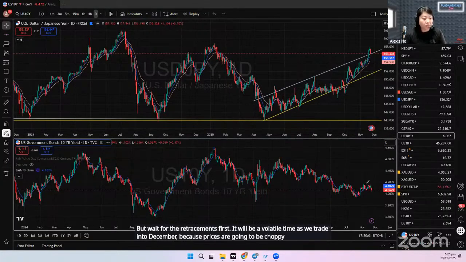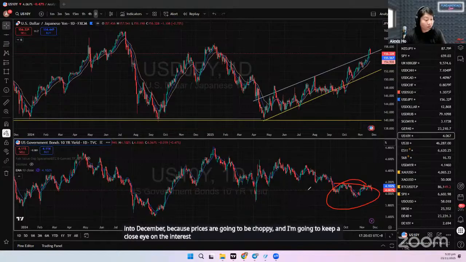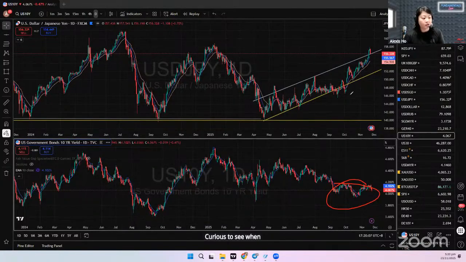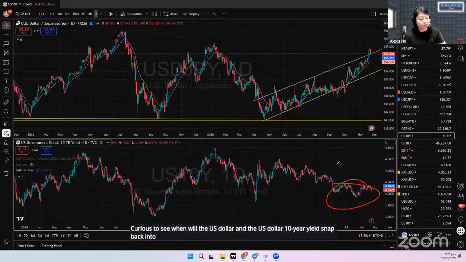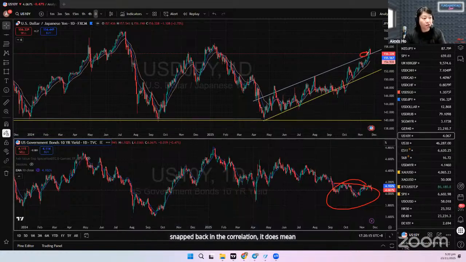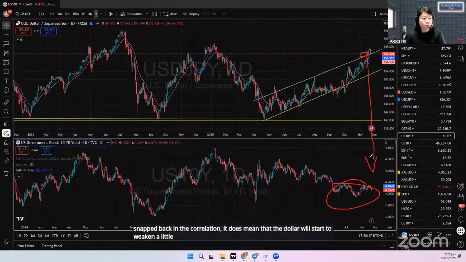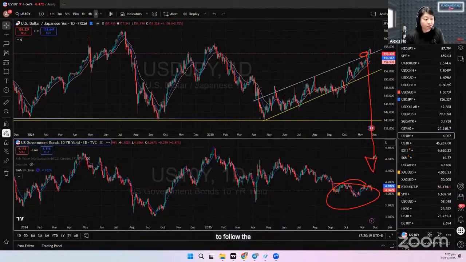I'm going to keep a close eye on the bond yields here, because I am curious to see when the US dollar and the US 10-year yield snap back into correlation, right? If it does snap back into correlation, it does mean that the dollar will start to weaken a little bit more aggressively to follow the direction of the 10-year yield. So this is the differentials that I'm prepared for.